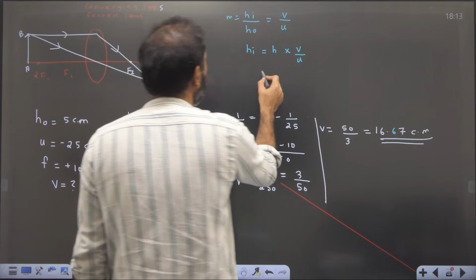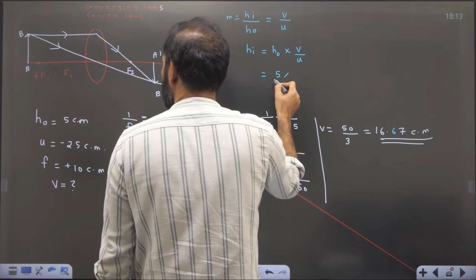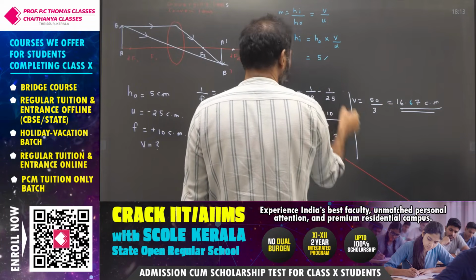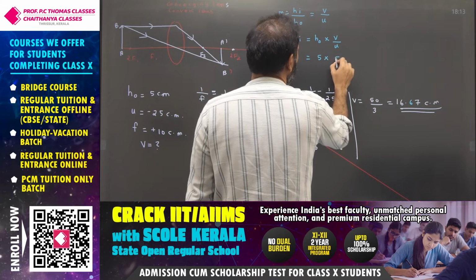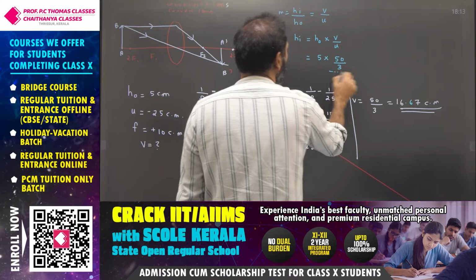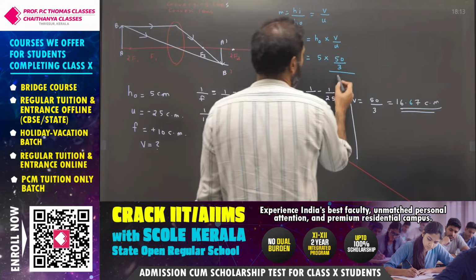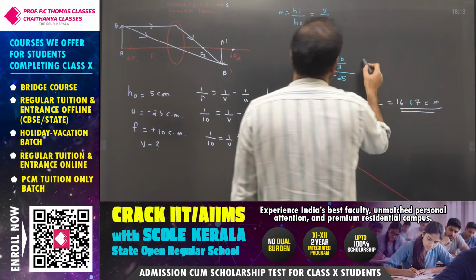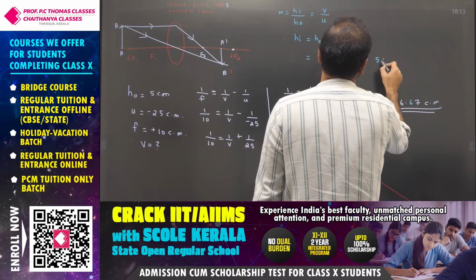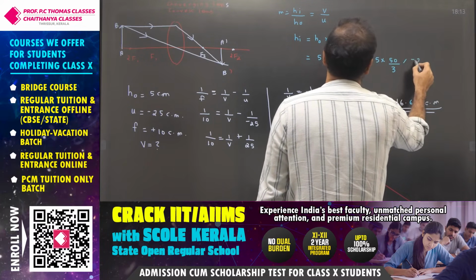What is the height of the object? It is 5 centimeter. Into what is image distance? We got it, 16.67, or I should take 50 by 3. By what is the object distance? Minus 25. So what is the answer? 5 into 50 by 3 into minus 25.